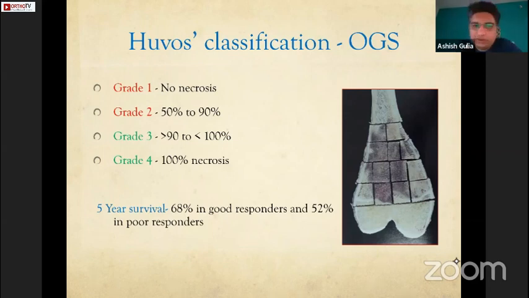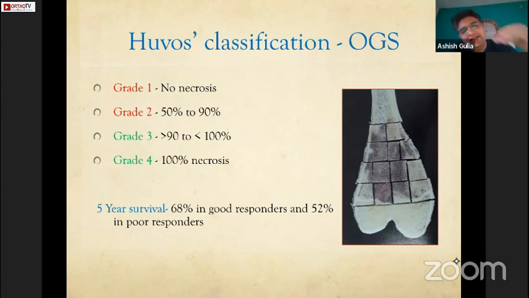Grade 1 shows no necrosis. Grade 2 shows 50% to 90% necrosis. Grade 3 shows 90 to 100%, that is less than 100%, like 99%. And grade 4 shows 100% necrosis. So this is the classification which is based on the necrosis which we see after giving neoadjuvant chemotherapy, which talks about response to neoadjuvant chemotherapy.